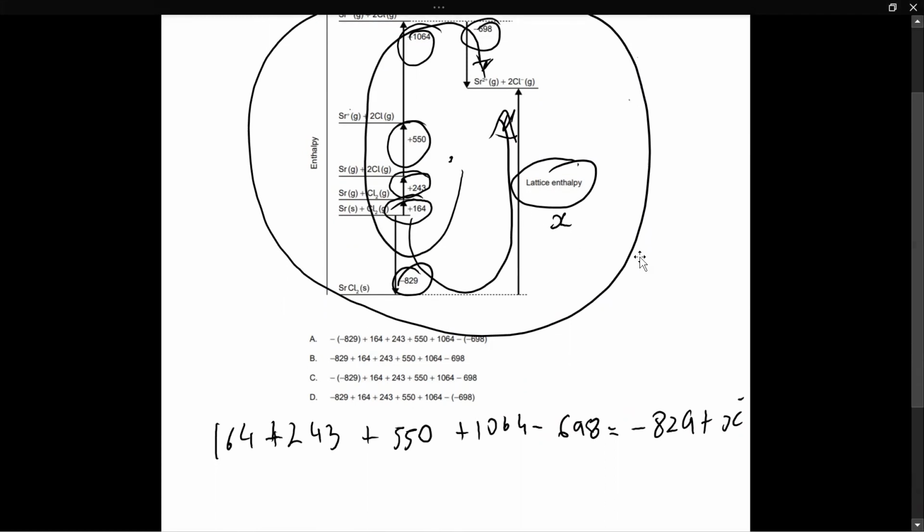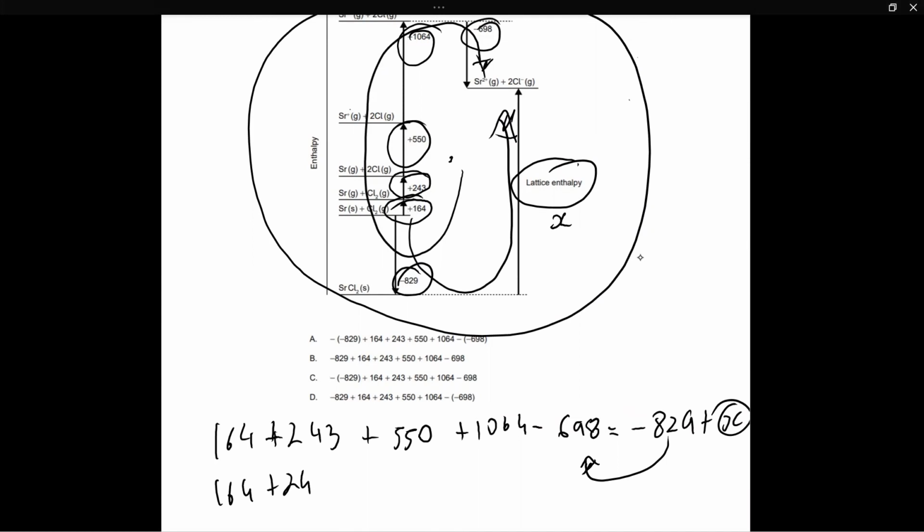So, all we have to do is isolate x, and that's simple. Just take this over to the other side. So it will be 164 plus 243 plus 550 plus 1064 minus 698 plus 829. Now, which of our answers in this MCQ matches it?